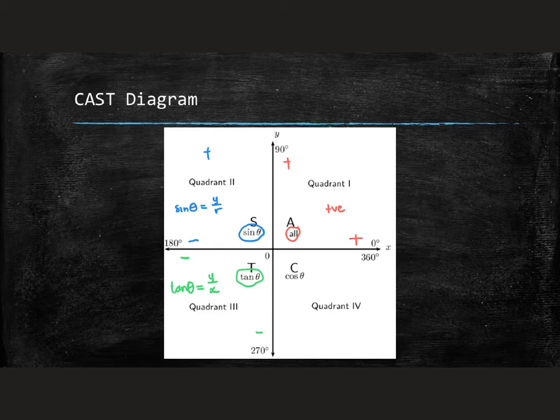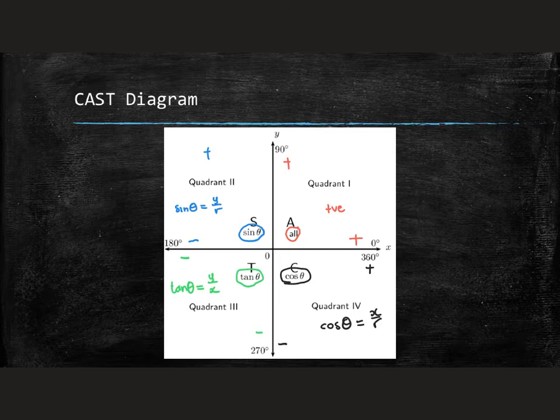Lastly, in the fourth quadrant, what we had was that only cos was positive. And that relationship came about because the x's were positive, the y's were negative. And if you pictured what happened with cos, it was x over r, and that had a plus divided by a plus.